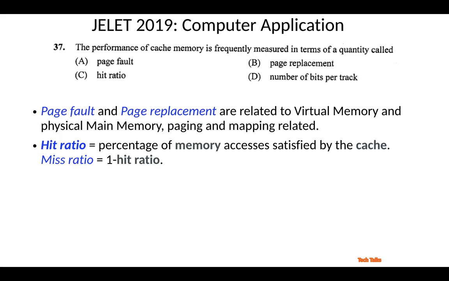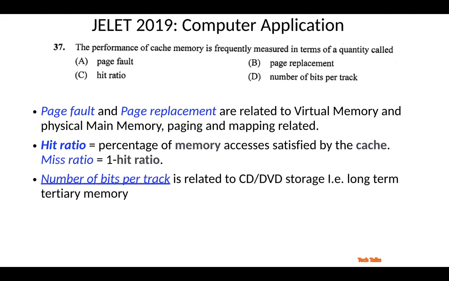Similarly, another term is defined, that is miss ratio. Miss ratio is 1 minus hit ratio. So a 90% hit ratio means a 10% miss ratio. Now let's look at the other one, number of bits per track. This is related to CD or DVD storage, or normally long-term tertiary storage, tertiary memory. There we have the tracks and the sectors. So bits per track is related to that.